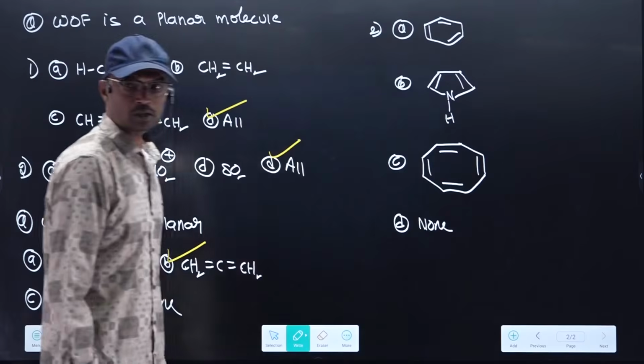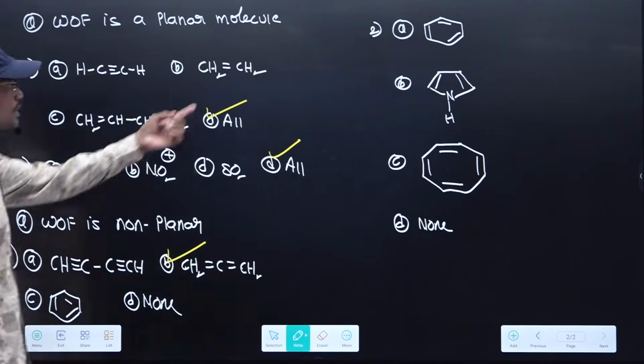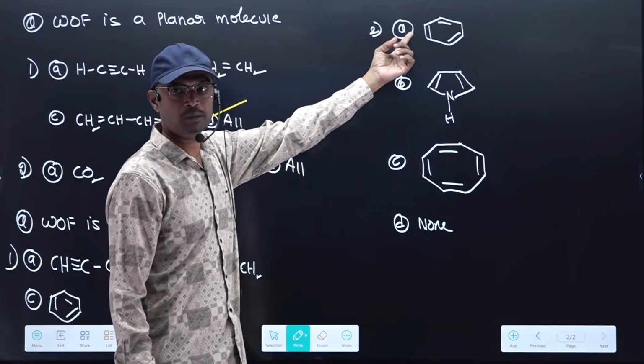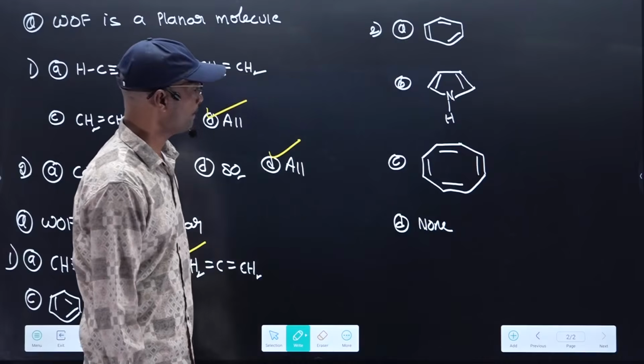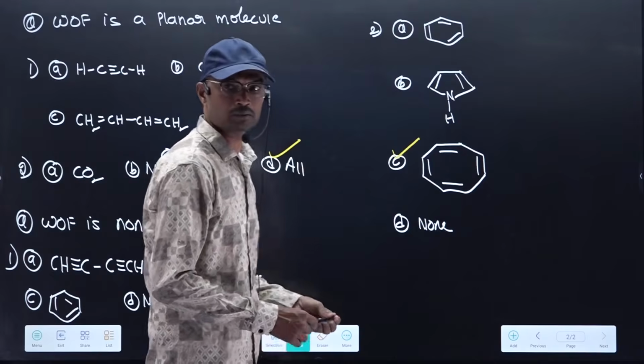Which of the following is non-planar? Same question remains same. This is first question with this and this is second question. Statement is same. Question framing is same but molecule I have changed. Which of the following is a planar? Answer is what? C. C, all carbons having sp2 or not?